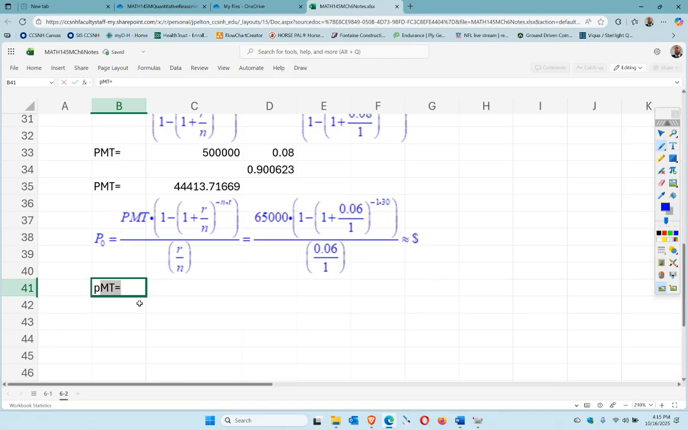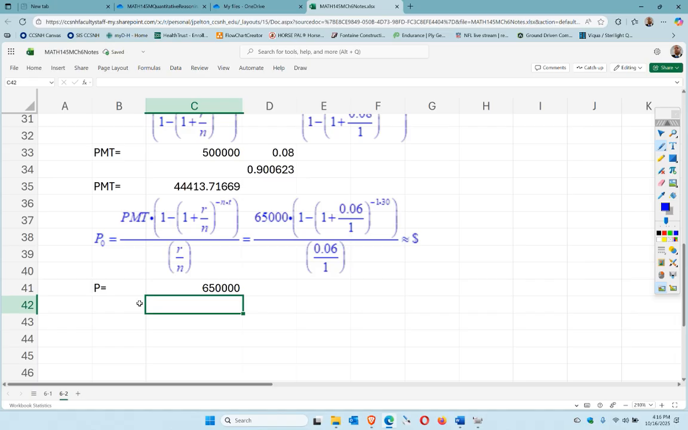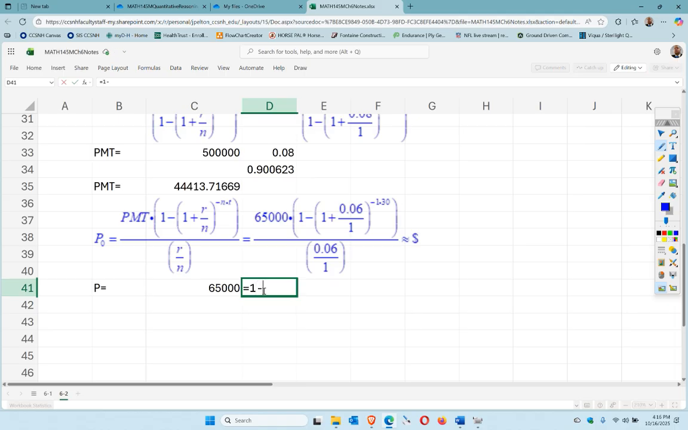So P equals, right? Okay, so 65,000 is the amount of payment we want to ourselves, right? That's 650,000. That's not right. There we go. Okay, so this is 1 minus, parentheses, 1 plus, and then 0.06 divided by 1, which is the thing I messed up before, right? Because we're only doing a year, not a month, right? Because we're going to get paid $65,000 a year. To the power of negative 30.